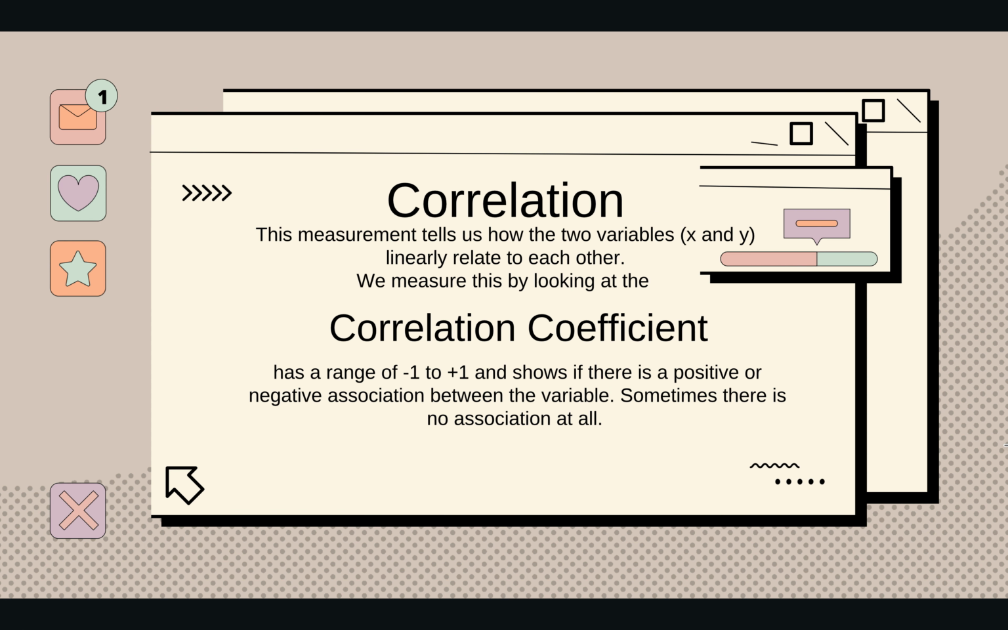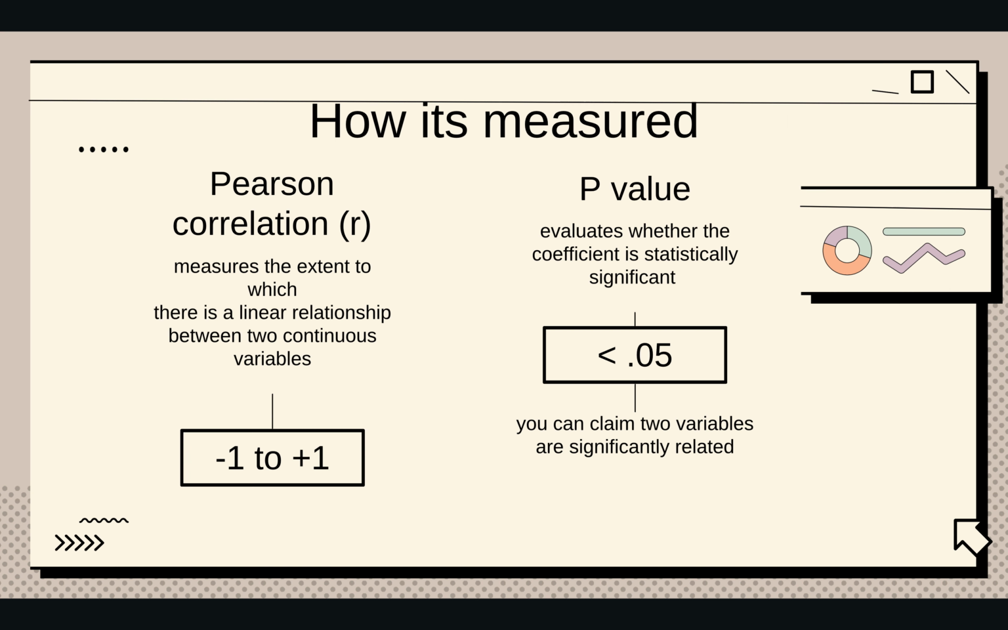So first, what are bivariate correlations? Correlations tell us how two variables, x and y, linearly relate to each other, and we measure this by looking at the correlation coefficient. The correlation coefficient has a range of -1 to +1 and shows if there is a positive or negative association between the two variables, and sometimes there is no association at all.